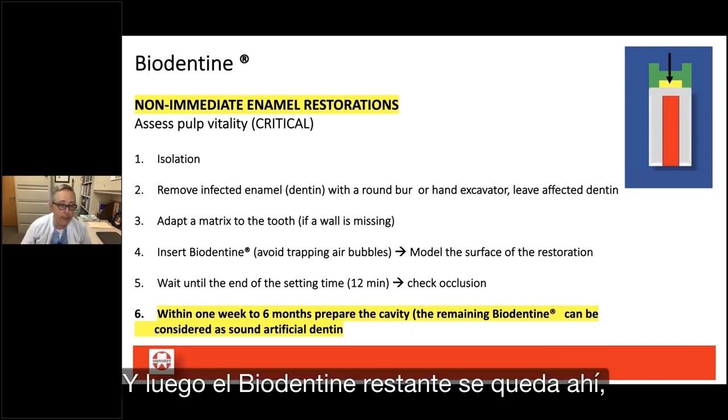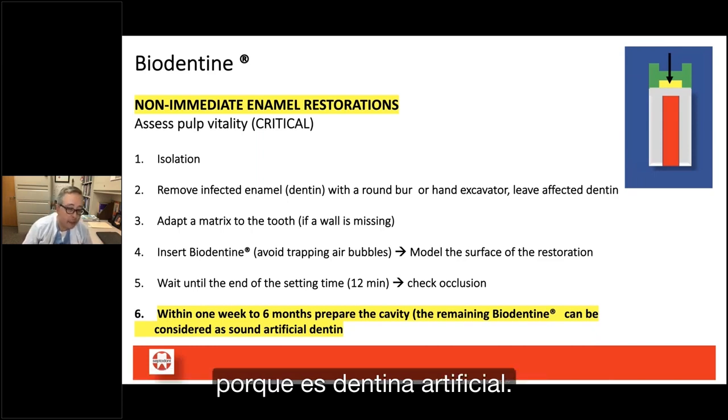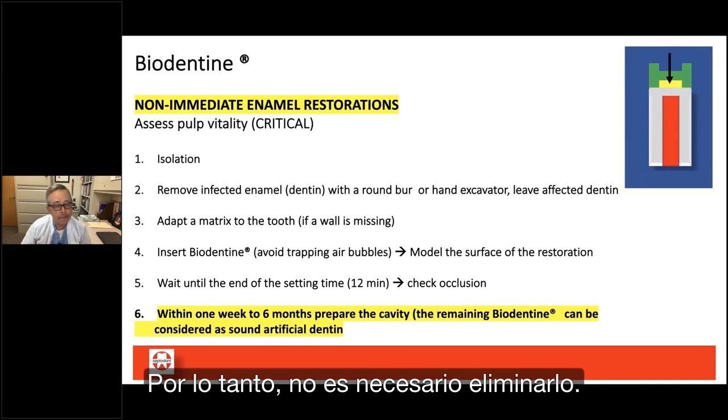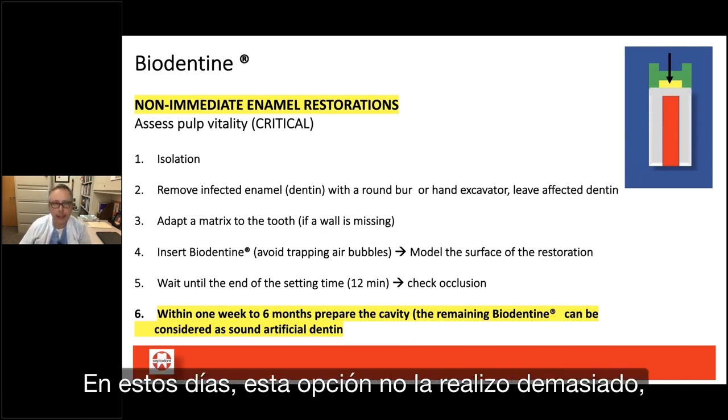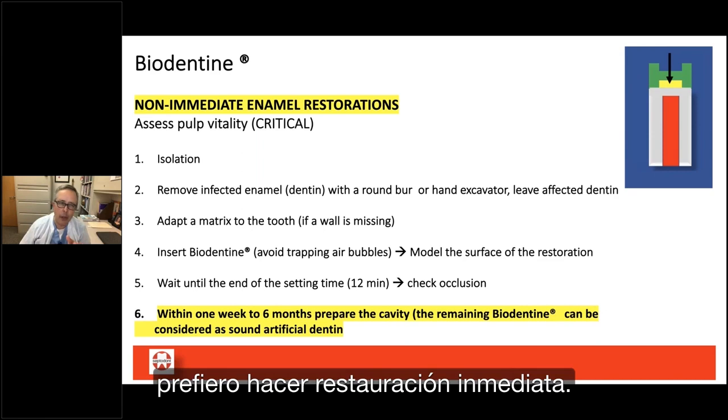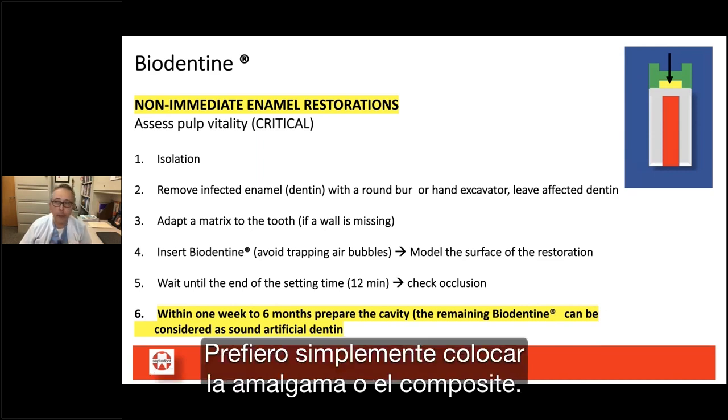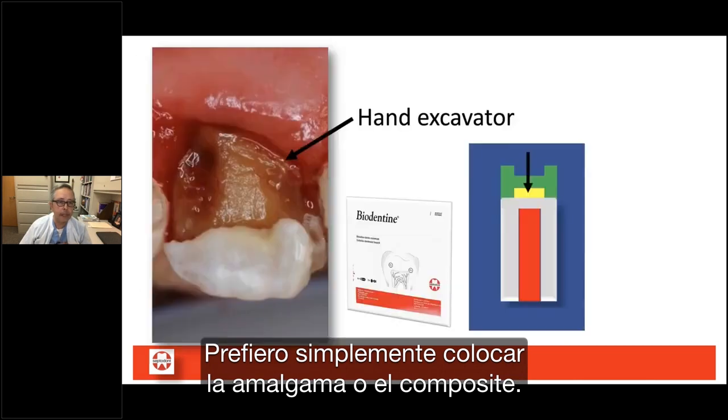And then the remaining Biodentine can just be left there, because that is artificial dentin. So you don't need to remove it. That's artificial dentin. These days, I need to say, I don't do this option a lot. I prefer to do immediate restorations. I prefer to just place the amalgam or my composite. That will be the example.